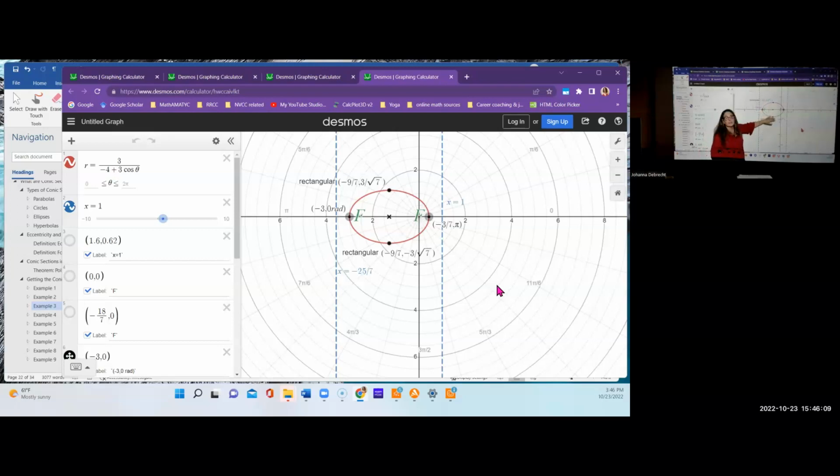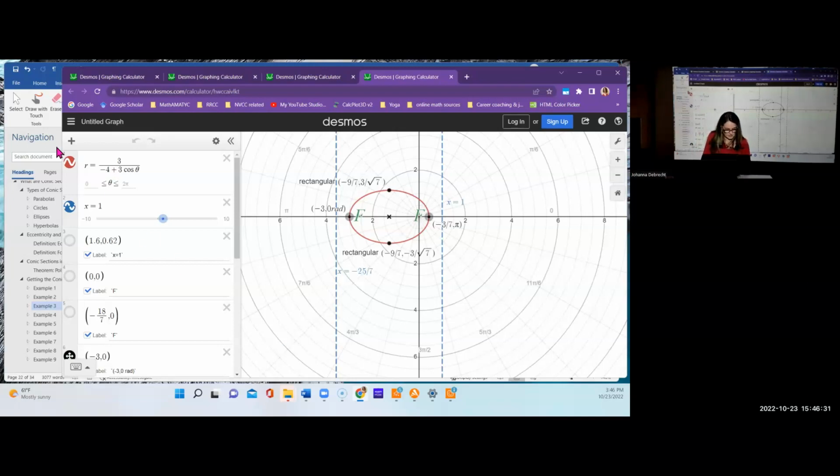The minor vertices need to be in the rectangular system because we don't know what angle it is that produces those. Now, could we find the angle? Yes. Tangent of theta is y over x. And so we could take these values and compute the angle by using arctangent.